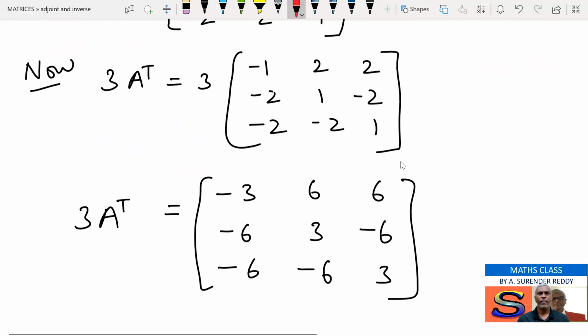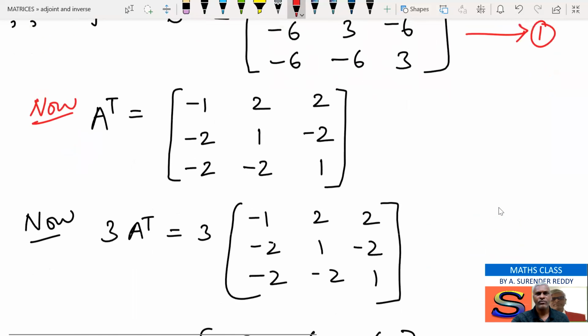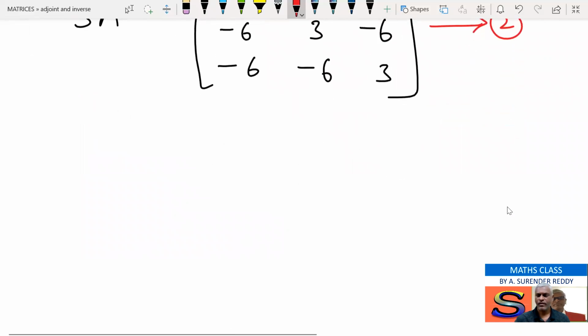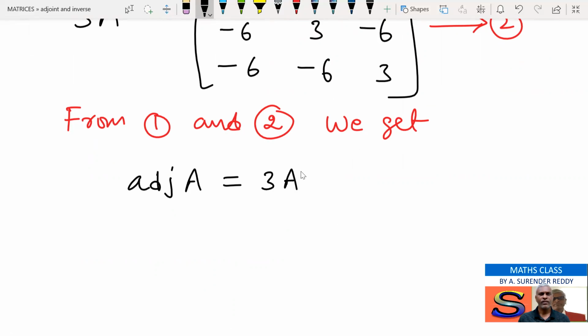Let us name it as 2. So now look at this. 1 and 2 are equal. So from 1 and 2 we get adjoint of A is equal to 3AT. So this is one proof.